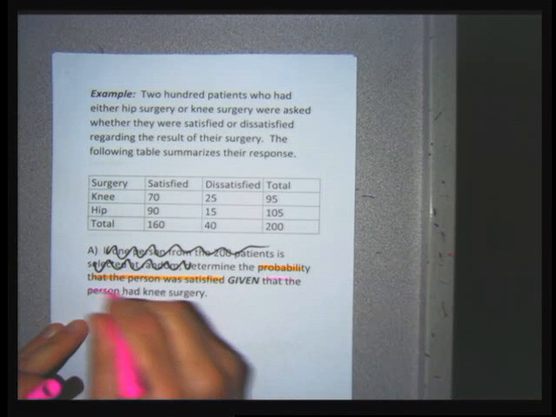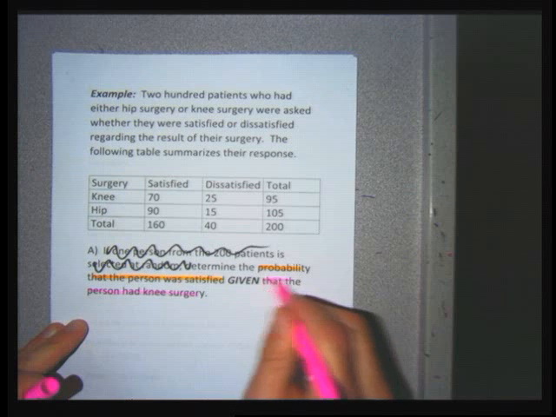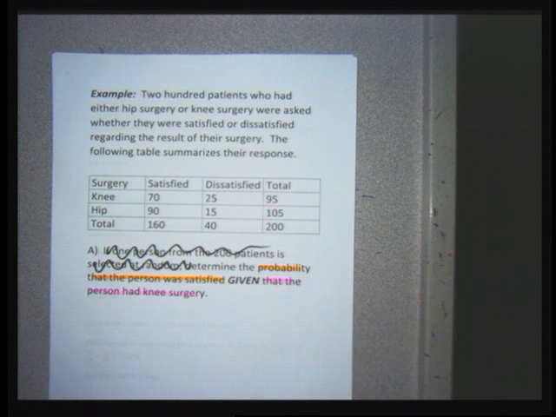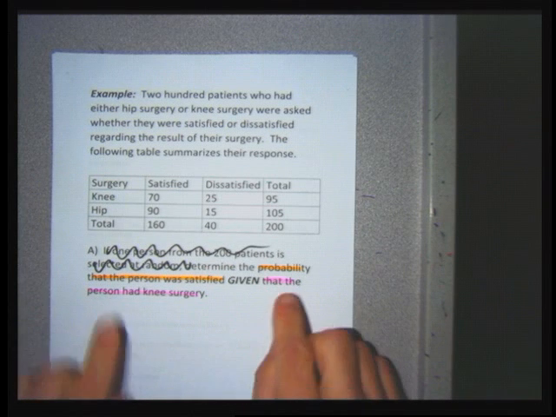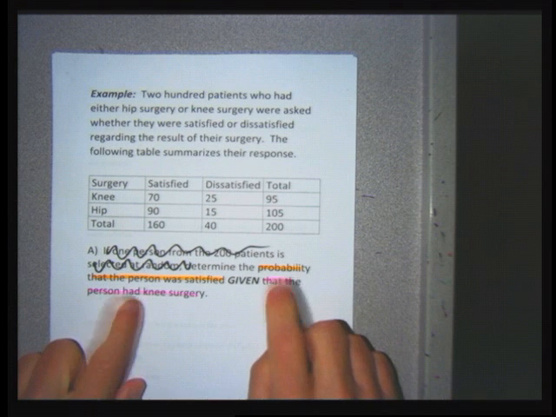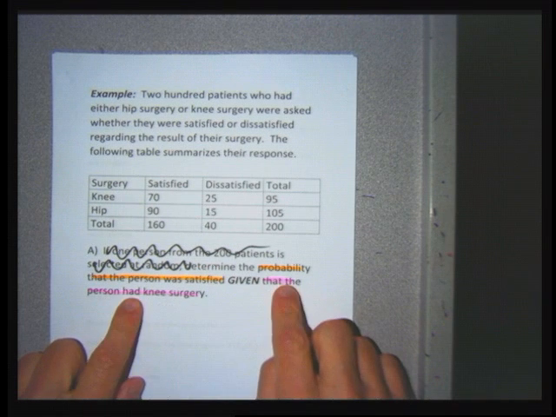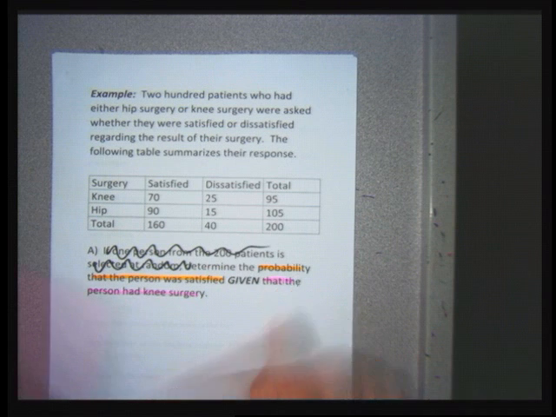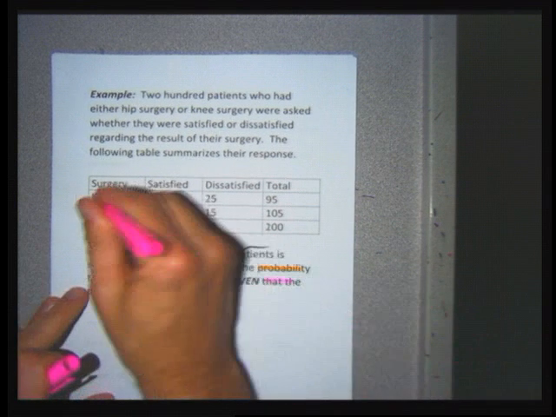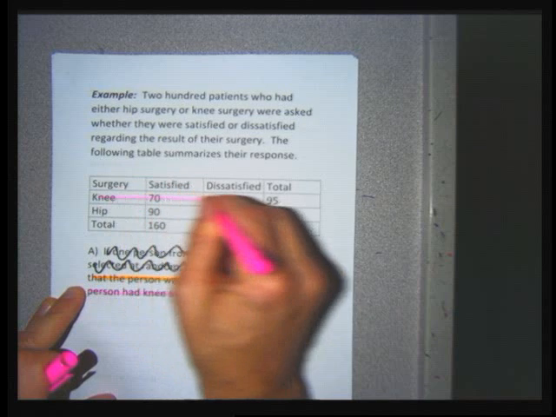So we're going to attack this working the given part first. So the first thing I'm going to do is look to the word after given and find out how many people this represents. So I'm going to isolate all the people that fit the criteria that they had knee surgery. And that's this row right here. So this is kind of my reduced sample space.